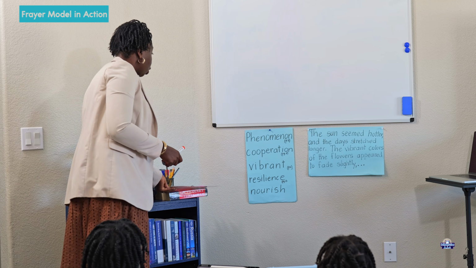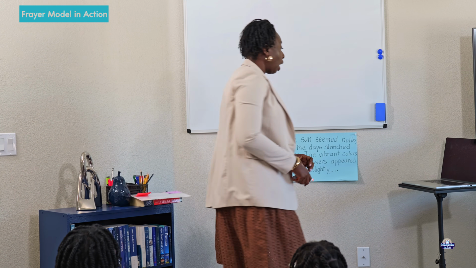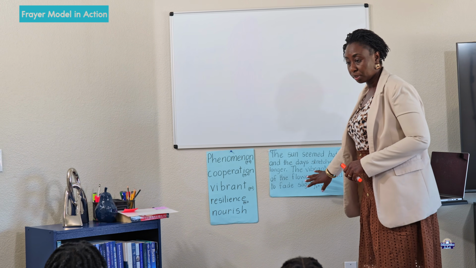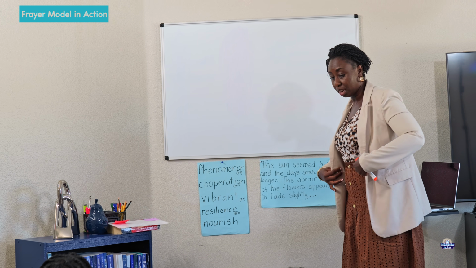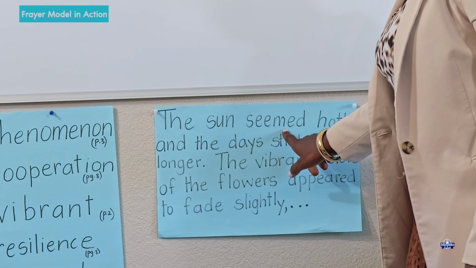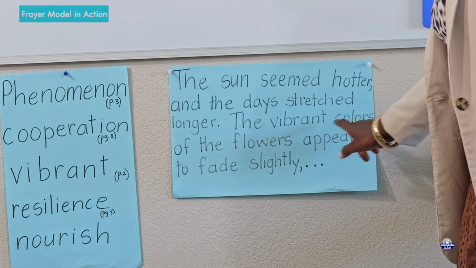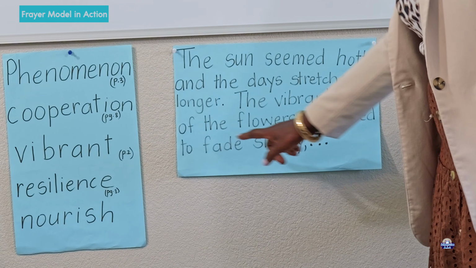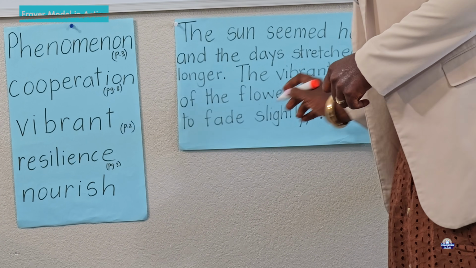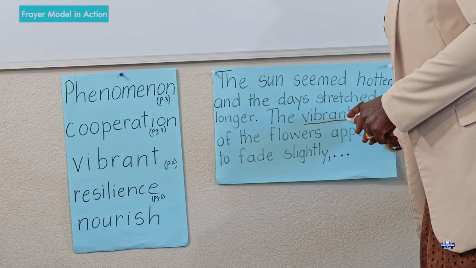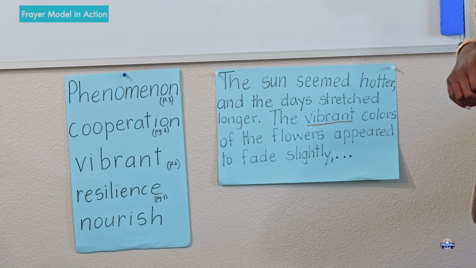So first thing I am going to do, I am going to work on one of these words. I am going to read this sentence from the passage that I found. The sun seemed hotter and the days stretched longer. The vibrant colors of the flowers appeared to fade slightly. Now, on my list, I also see the word vibrant. So I'm going to underline the word vibrant. I wonder what the word vibrant means.